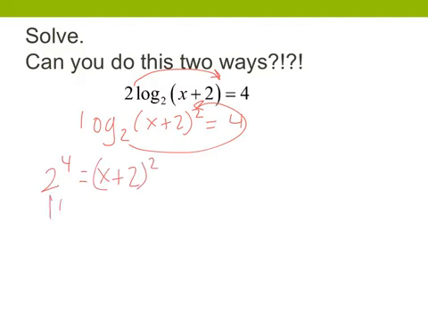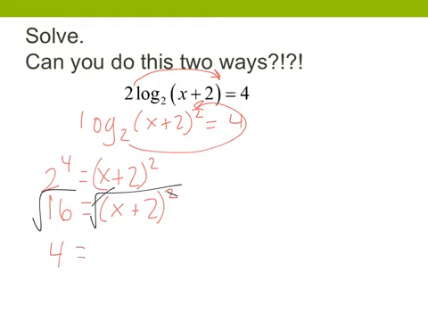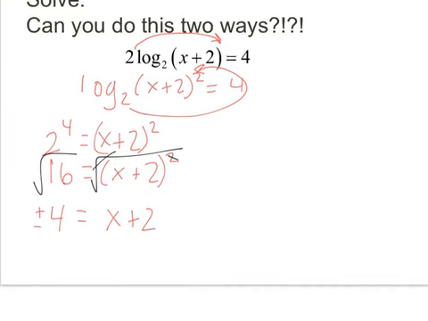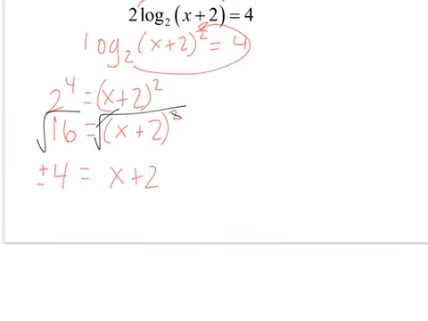What do I know about 2 to the 4th? That's 16, right? Don't FOIL this out. Reason being, in this particular case, I can square root to get rid of the radical. What's the square root of 16? Four. And I'm going to have x plus 2. But hold up. When I square root both sides, I do need to have that plus or minus in there. So technically what I have is x plus 2 equals positive 4 and x plus 2 equals negative 4. So I'm going to have x equals 2 and x equals negative 6.